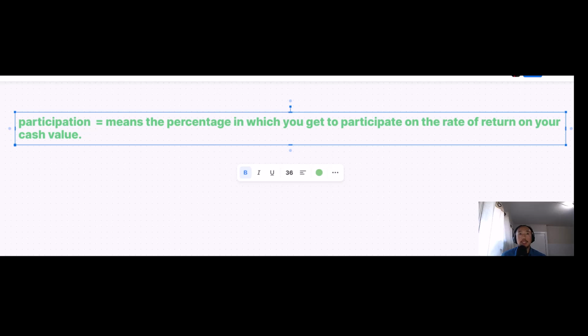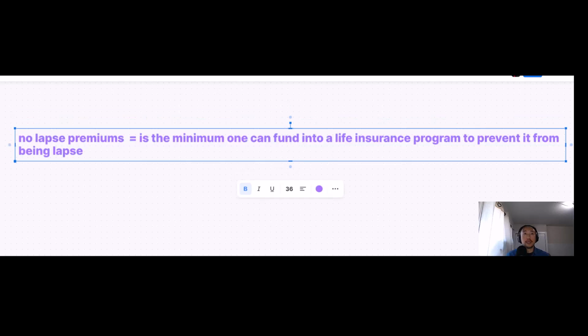Participation means the rate at which you get to participate. So for instance, it could be at 100% participation or 80% participation rate. That means that at 100% participation rate, you get to participate 100% of whatever the rate is on your rate of return. But if it's only at 80%, then you only get to participate in 80% of that rate of return.